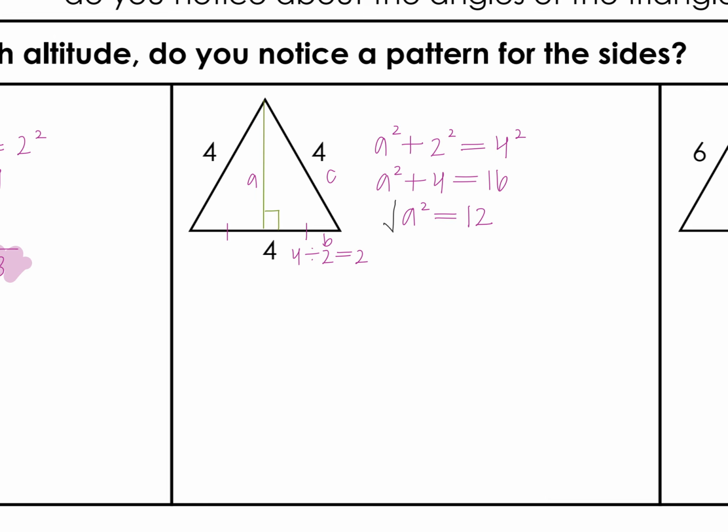And then we're going to take the square root, and this time we do need to simplify. So some factors of 12 are going to be 4 and 3. That 4 is a perfect square, so we are going to get a pair of 2's that we can pull out. And then we'll have that leftover 3 underneath the radical. So my A is 2 root 3.